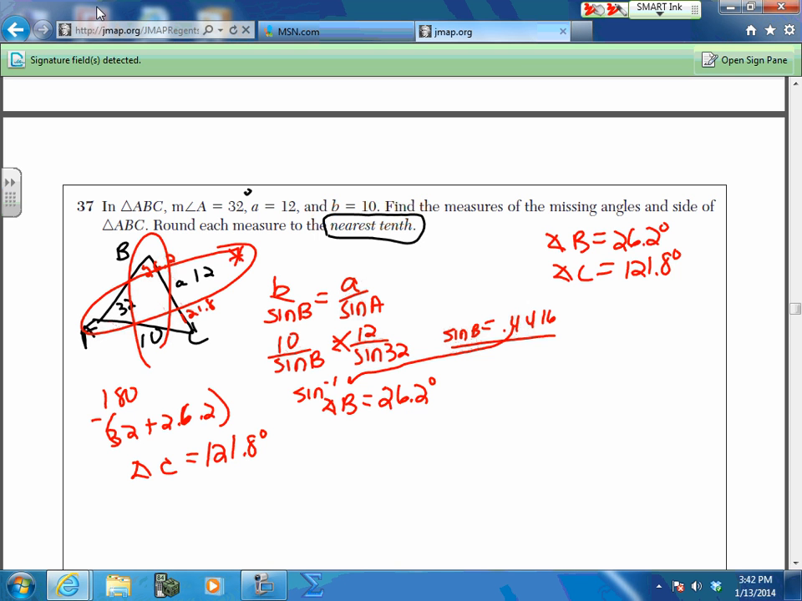This is the one that you know, so use A. So 12 over the sine of 32 is C over the sine of 121.8. When you cross multiply, you will come out with the side. And it didn't give you any measurements, so you can just leave it to the tenth.